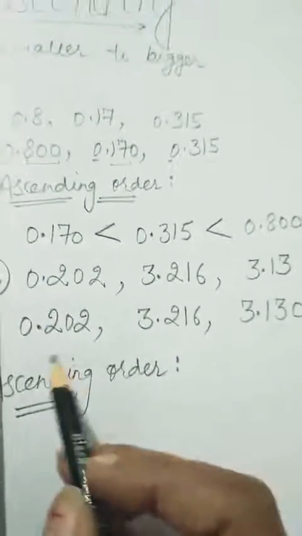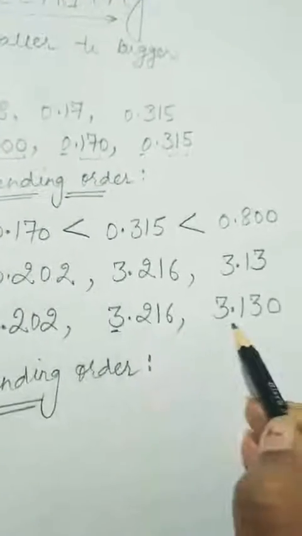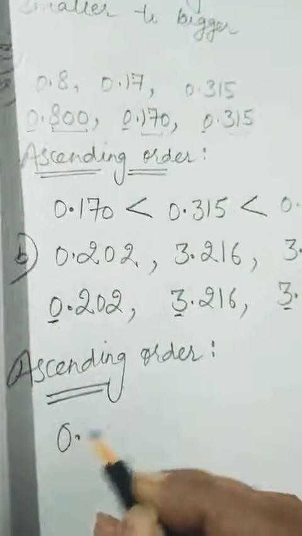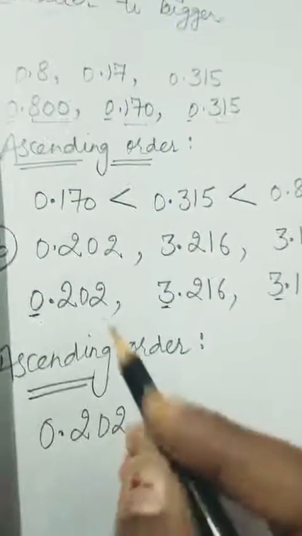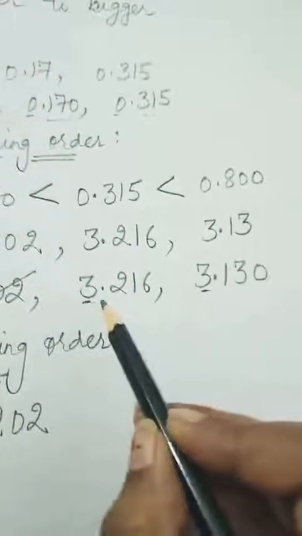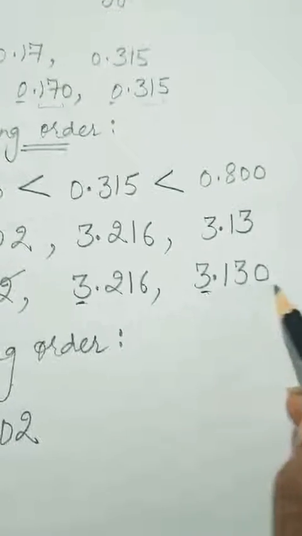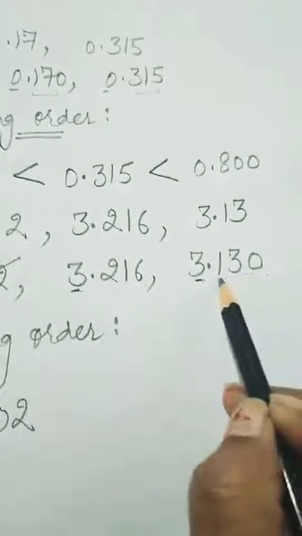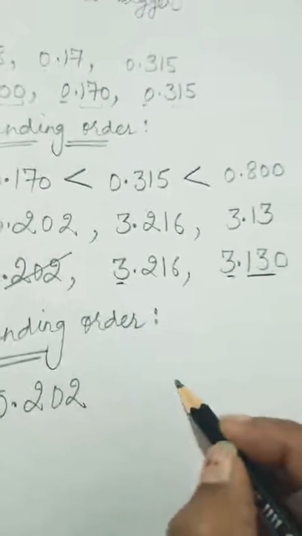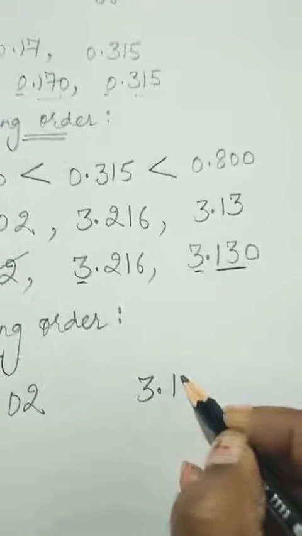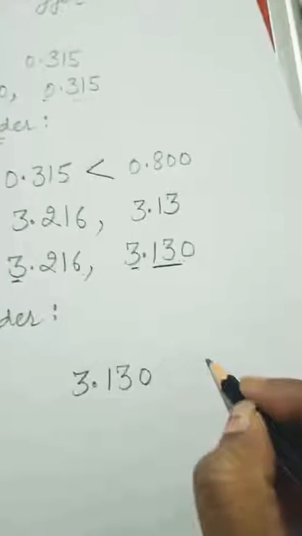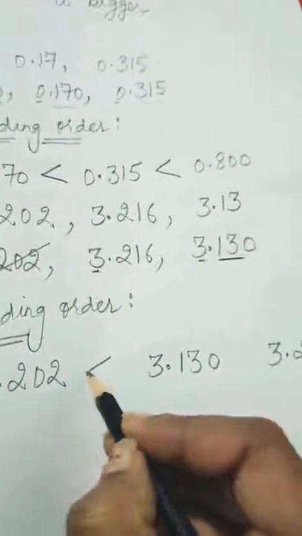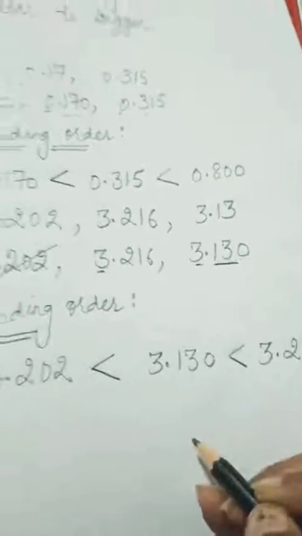In ascending order we will compare whole part, and in whole part this is the smallest, so we will write this firstly. This is written. Now 3.216, 3.130. Whole part is same, so we will compare decimal part. 130 is smaller, so we will write it firstly. Then in the last we will write 3.216. Then this symbol will be written in ascending order.